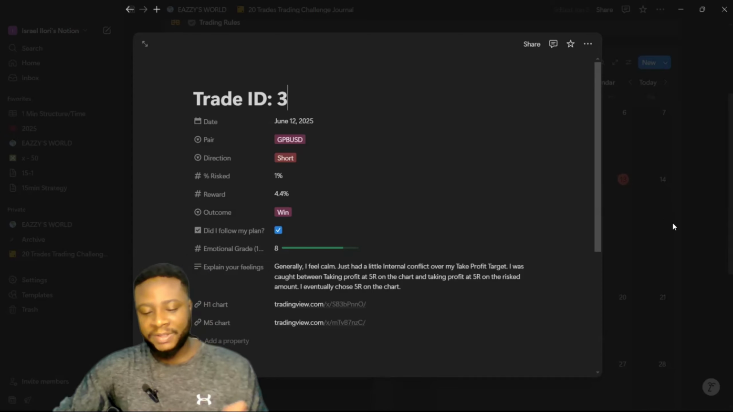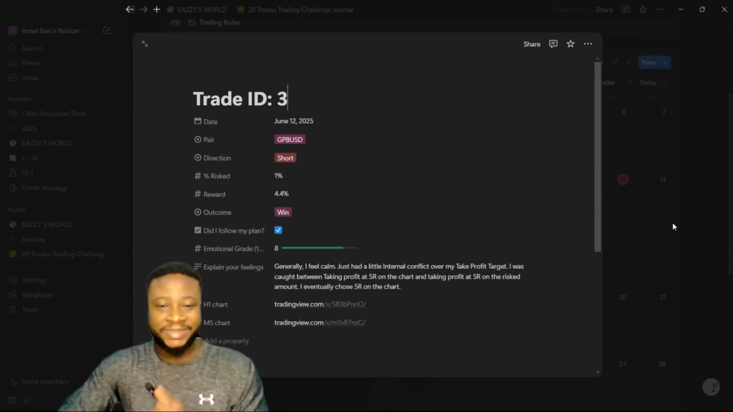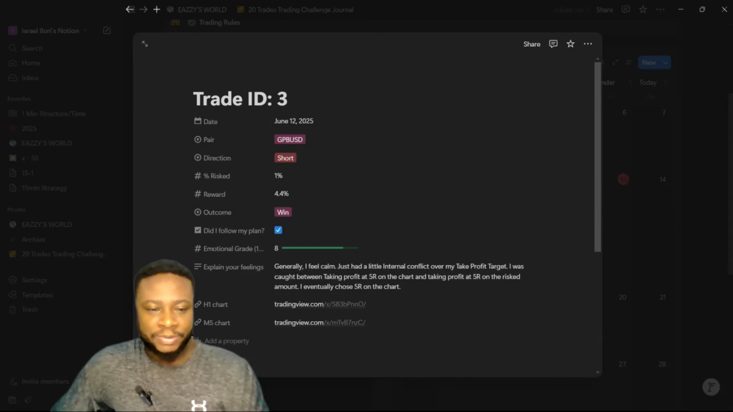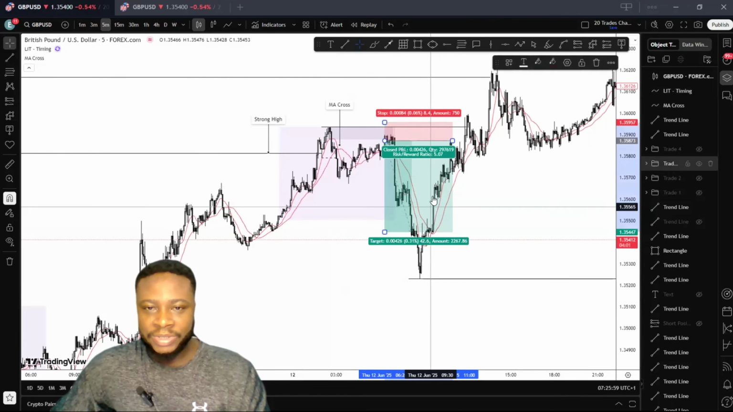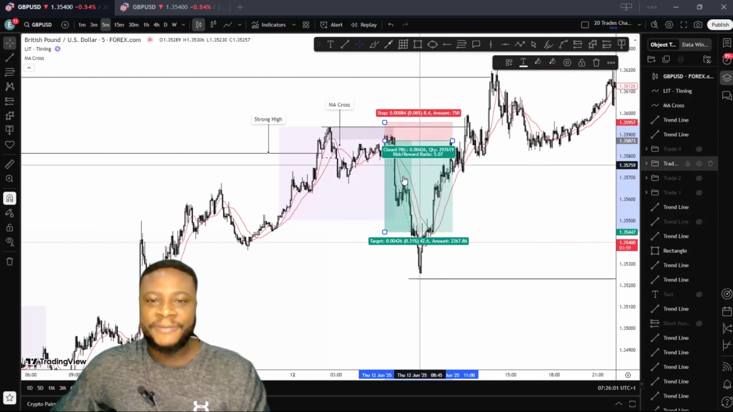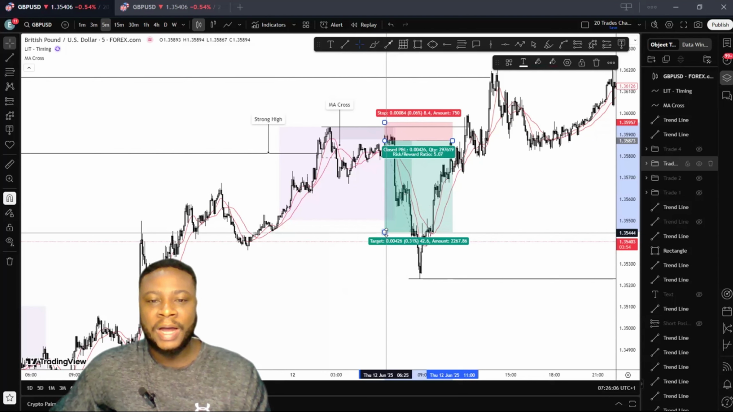So now I was conflicted: should I take profit at 5R exactly on the chart, or at 5R exactly on the amount I risked? Let me go back to the chart and show you. You can see this trade on the chart is a 5R trade, but it is not going to give me the full $250 I'm supposed to make if I reach $50.